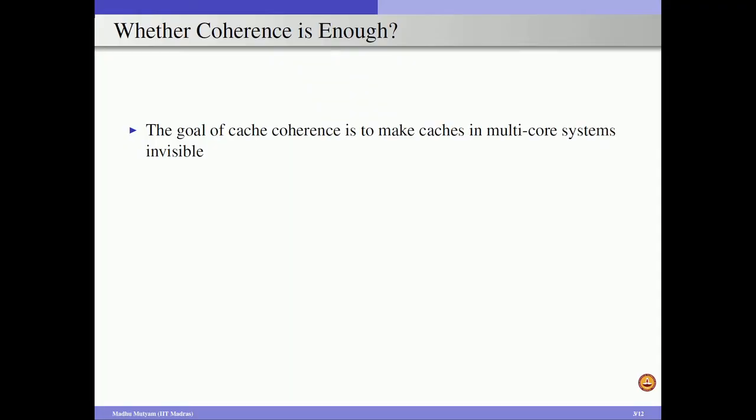So, the goal of cache coherency is to make the caches in multi-core systems invisible, because generally when we write a program, the programmer does not care whether there are 2 levels of caches, 3 levels of caches, private cache, shared cache and so on. His idea is there is a processor and the memory, and he writes the programs thinking that the entire code and the data will be in the memory, and whenever the program requires, the data will be supplied to the processor from the memory.